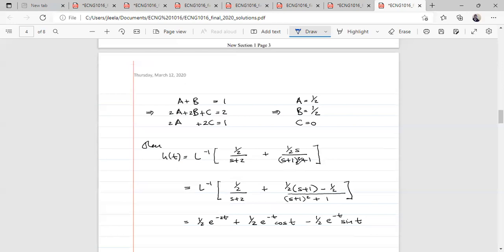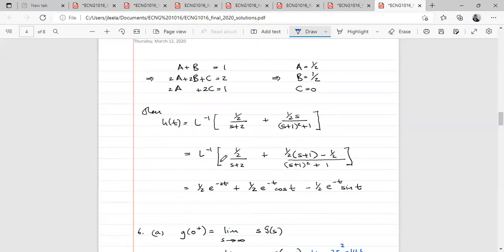Right? So we write this here as s plus 1 squared. And then you're taking the Laplace inverse of 1 half over s plus 2. That is a half e to the minus 2t. And then this here could be broken as a half, s plus 1 over s plus 1 squared plus 1, minus a half, 1 over s plus 1 squared.